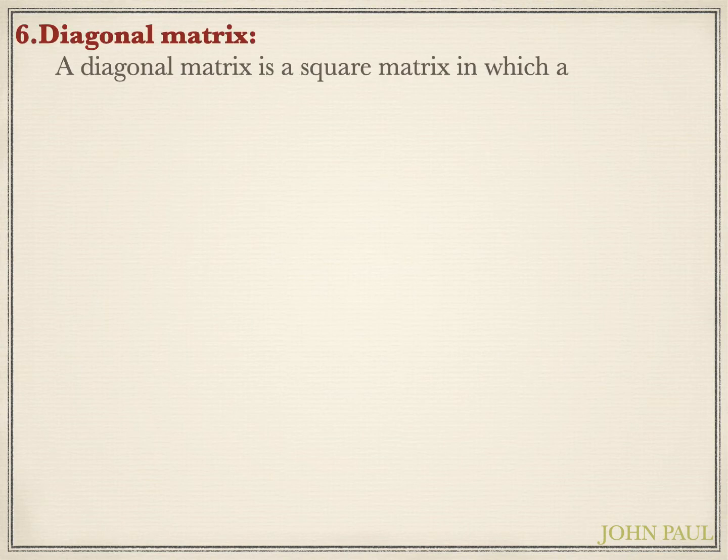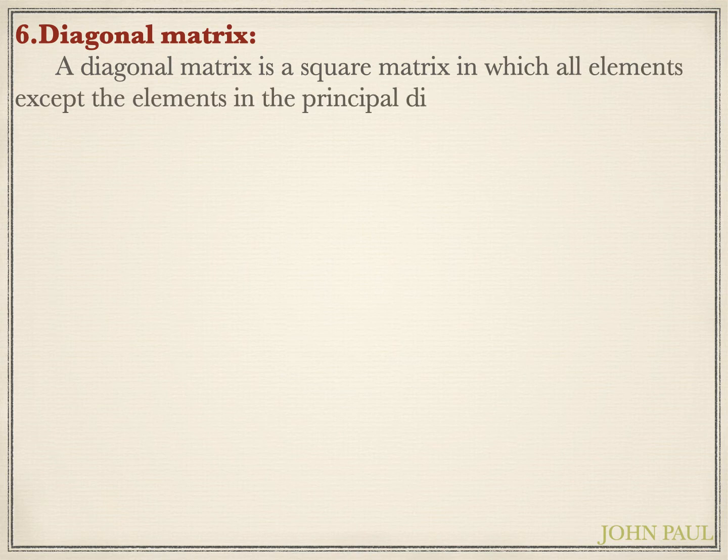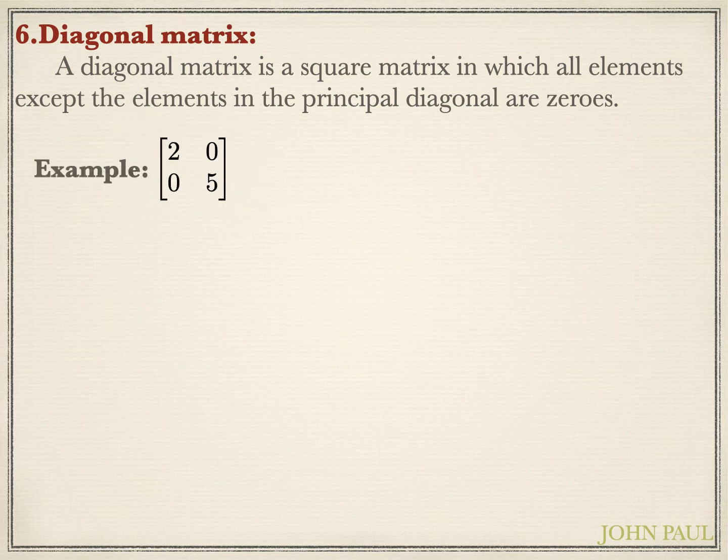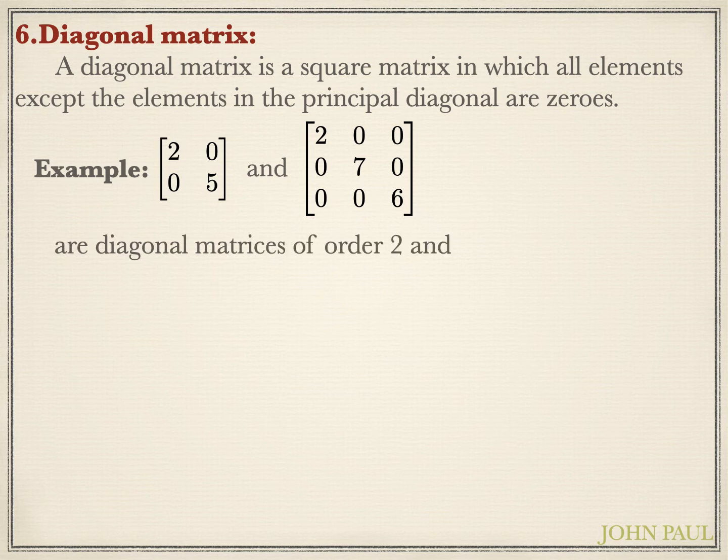Diagonal matrix. A diagonal matrix is a square matrix in which all the elements except the elements in the principal diagonal are zeros. Example: 2 and 5 is the principal diagonal. Other than that, remaining are zeros. And one more example. See here in this principal diagonal, 2, 7, 6 is there. Remaining all values are zeros. These are diagonal matrices of order 2 and 3 respectively.